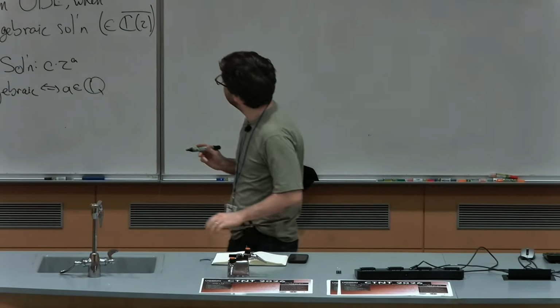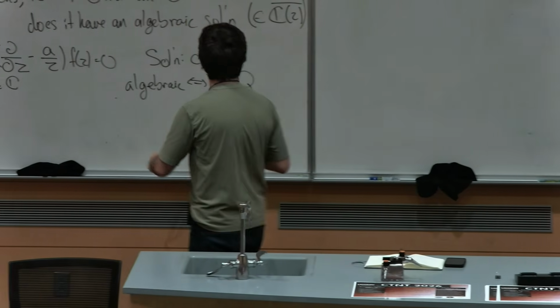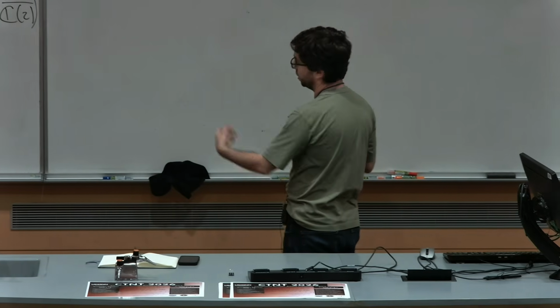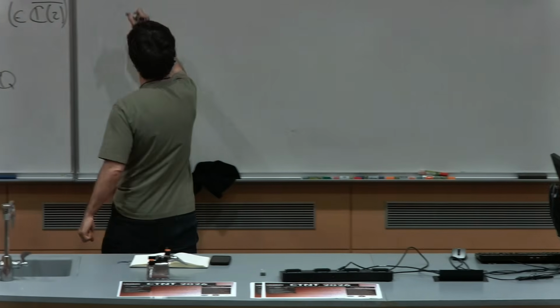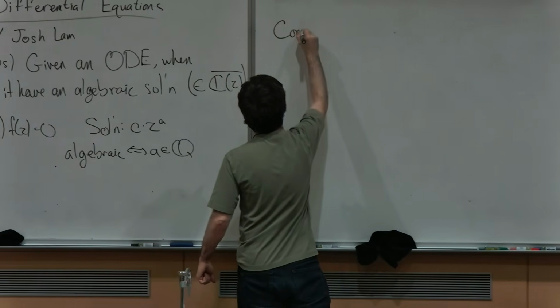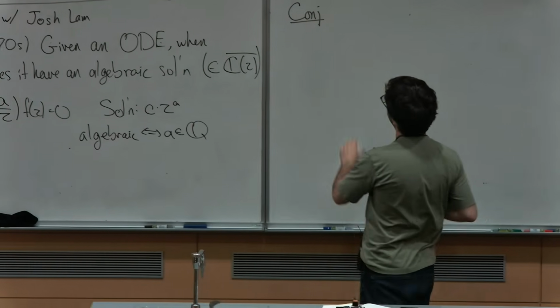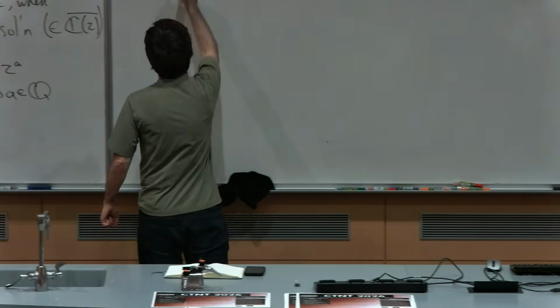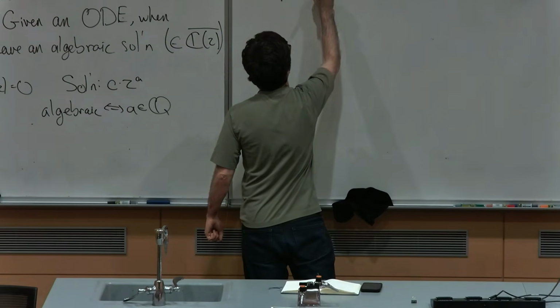Okay, so at least for linear differential equations, there's now a very well-known conjectural answer to this question. So let me tell you what I think is the main conjecture here. And in fact, I think this is the most basic conjecture in the theory of algebraic differential equations. So it's called the Grothendieck-Katz p-curvature conjecture.